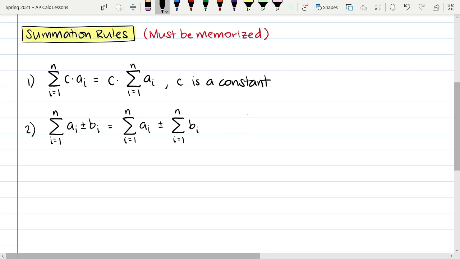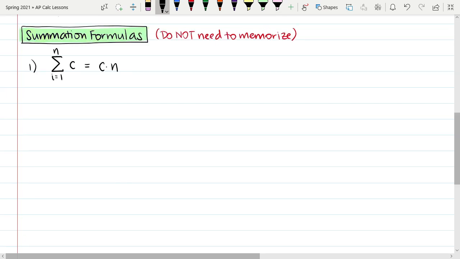Now, in addition to these rules, we also have some formulas, some summations that are always true. Now, these formulas you do not need to memorize, but you do need to understand how and when to use them. Okay, so as I said, you do not need to memorize them, but you do need to know when to use them so that you can actually look them up.